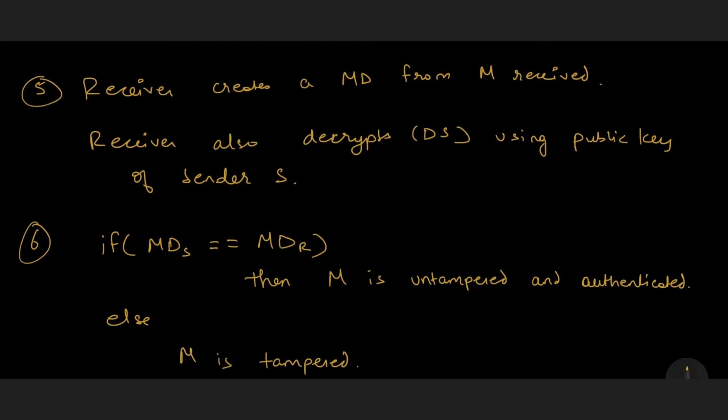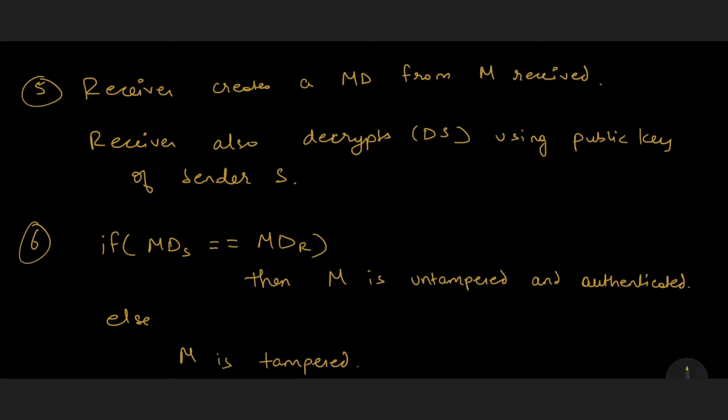It does two things. Number one, from the message that it received, it creates its own message digest using the hash function and stores it. Number two, from the digital signature received, it decrypts that digital signature using the public key of the sender. Now it has two sets of message digests, one from the sender and one that it created.